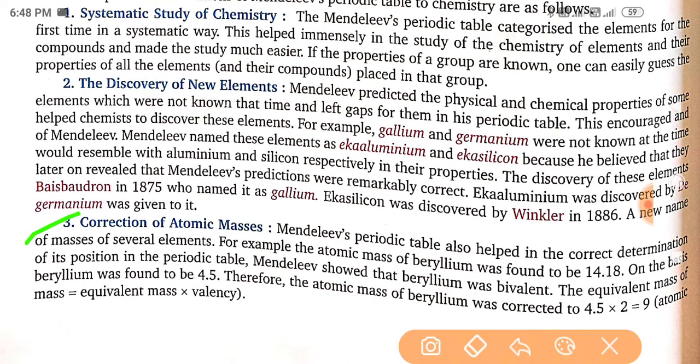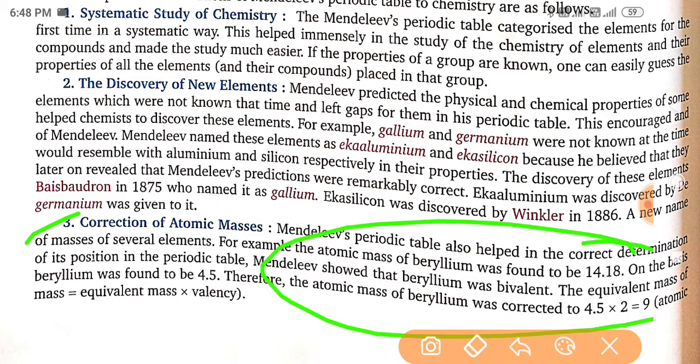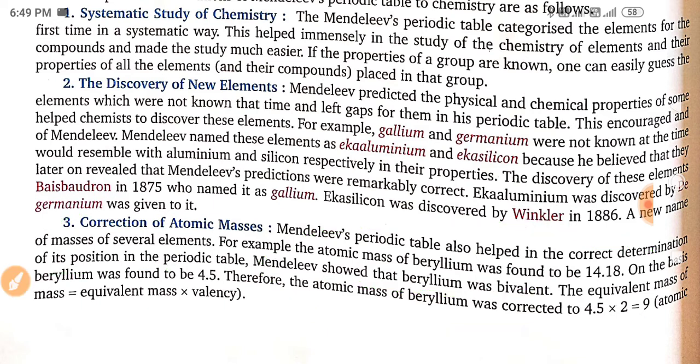And third is correction of atomic masses. Mendeleev's periodic table also helped in the correct determination of masses of several elements. For example, the atomic mass of beryllium was found to be 14.18 on the basis of its position in the periodic table. Mendeleev showed that beryllium was bivalent. The equivalent mass of beryllium was found to be 4.5. Therefore, the atomic mass of beryllium was corrected to 4.5 into 2, which is equal to 9, that is, equivalent mass into valency.